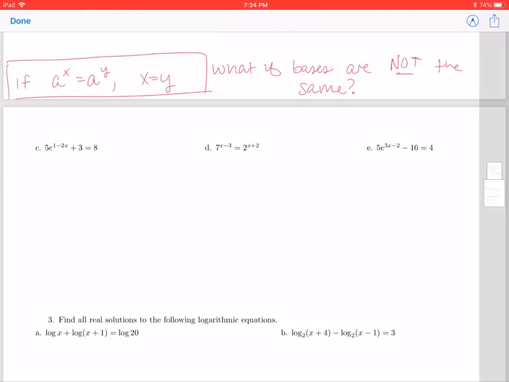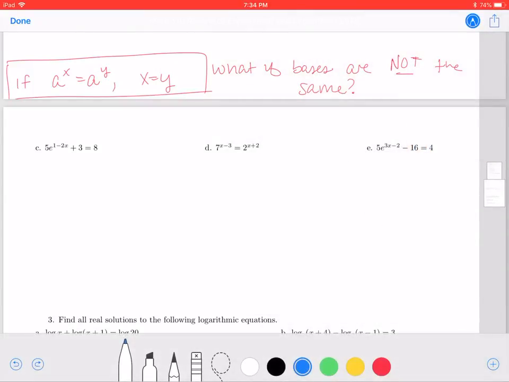Okay, so let's look at D. So you can see I have written above, if a^x is equal to a^y, then I can set my exponents equal to each other. The bases are the same, set the exponents equal to each other and solve. But what if the bases are not the same? Like in D, where I have a 7 and a 2.